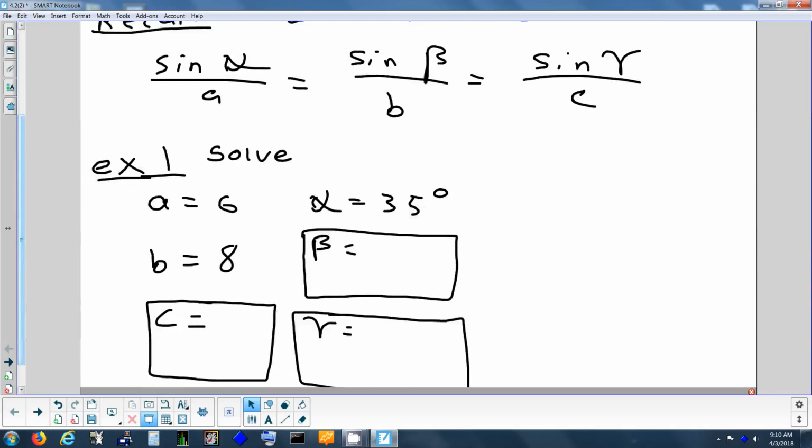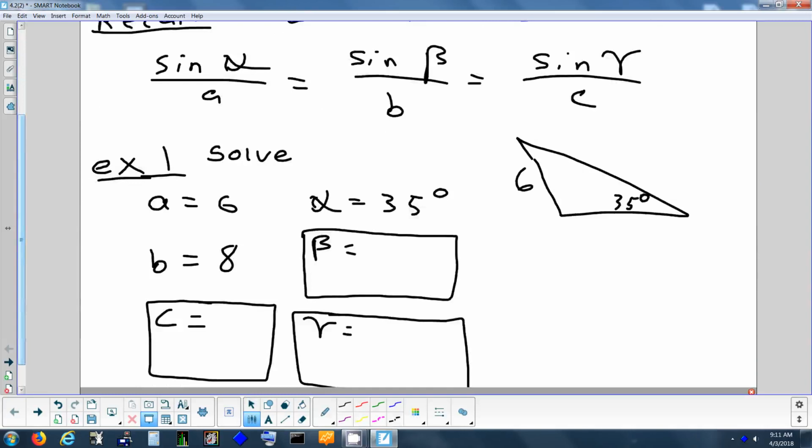Okay, so here's our problem. We've got 2 sides and an angle. I'm going to make a quick sketch just so I can classify what type it is, like the ASA or SSA, things like that. So I've got A across from alpha. I've got B across from beta, and C across from gamma. So based on this picture, what kind of triangle is that, using the S's and A's? Side-side angle. It's side-side angle.